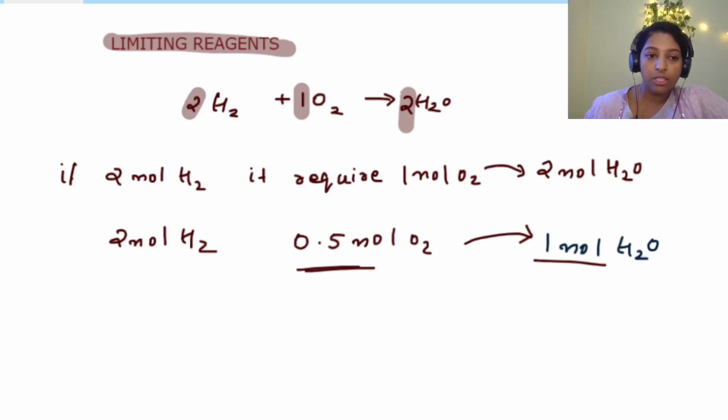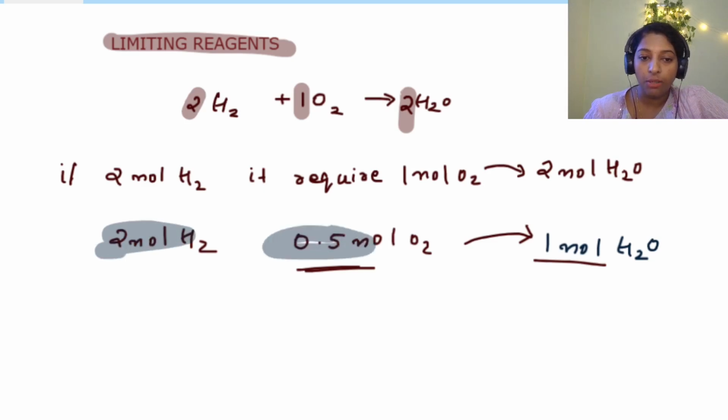Do not just merely look at 2 moles of hydrogen and 0.5 moles of oxygen and say oxygen is low in number, so oxygen is the limiting reagent. Do not consider the limiting reagent concept like that. That is completely wrong. The actual thing is that the limiting reagent is the one which is lower than the required amount. We are thinking about the ratio. 2 moles of hydrogen require 1 mole of oxygen, but we didn't have that much. 0.5 is less than 1. That is the reason.